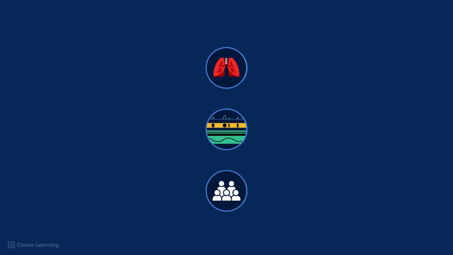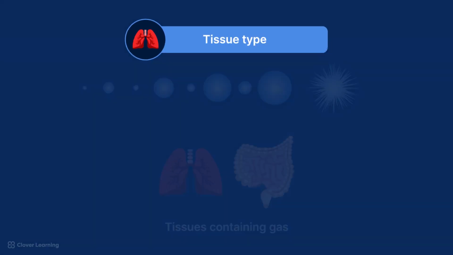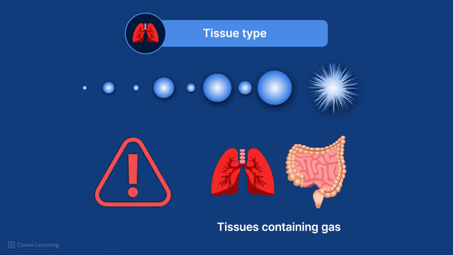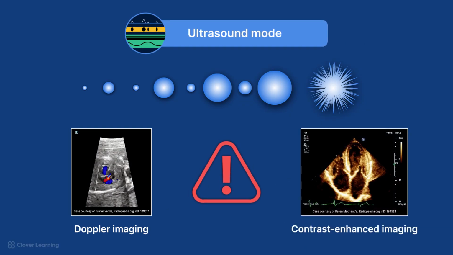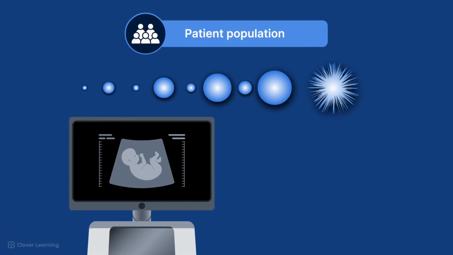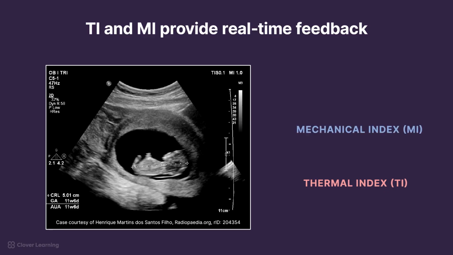To minimize risk, clinicians adjust MI settings based on tissue type, ultrasound mode, and patient population. Gas-containing tissues are more susceptible to cavitation. Doppler and contrast-enhanced imaging may require lower MI values to prevent microbubble disruption because these imaging modalities rely on the stability of gas-filled microbubbles for accurate imaging. It is important to note that the risk of cavitation is higher in developing fetal tissues and should be carefully monitored.